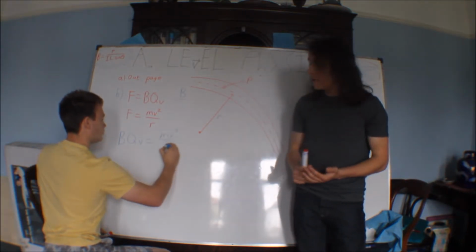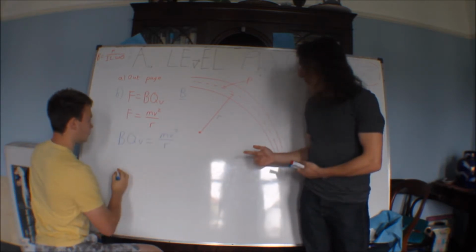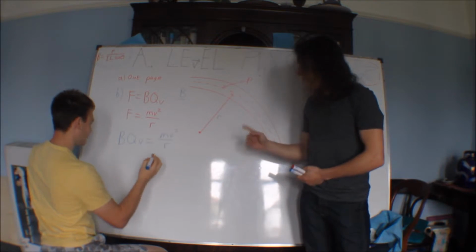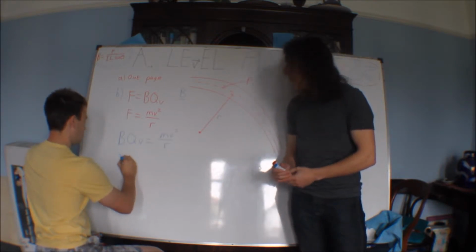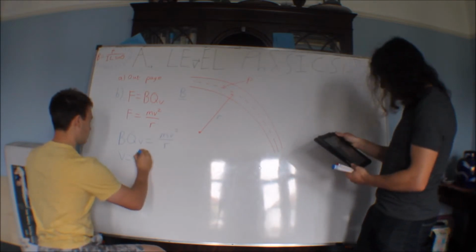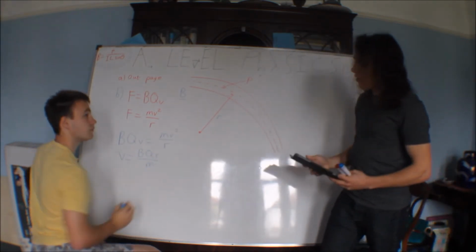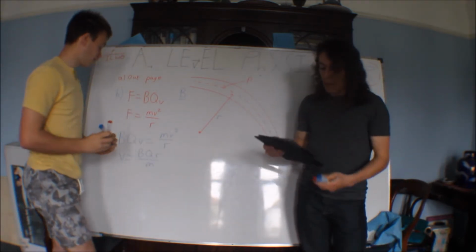Now we want v to be the subject. So we rearrange this whole thing. Divide both sides by r and times both sides by r, and divide both sides by v, sorry, and divide by m. And we get v equals what it wants us to get, which is BQr over m. Yes. And so, shown. For that question, you just have to go, look, you know it's right, so that's okay.